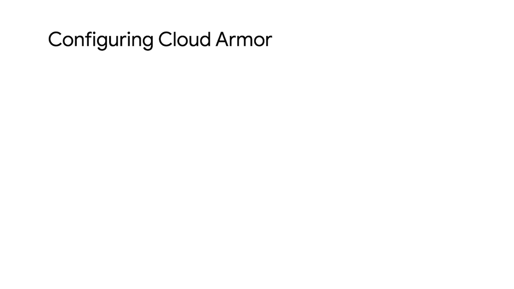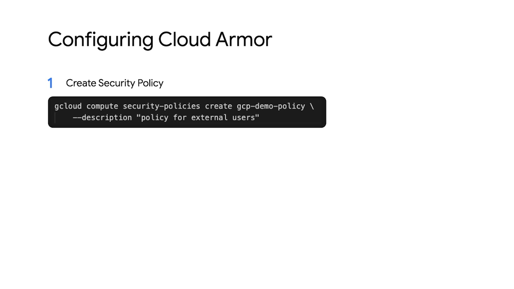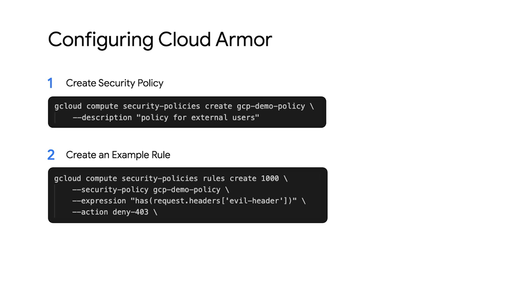To configure Cloud Armor, we must first create a security policy. The security policy will contain the rules that are applied to our dynamic content backend. Once the security policy has been created, we can then create an example rule.